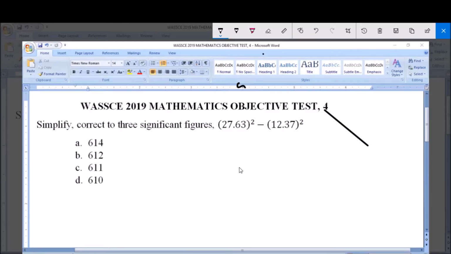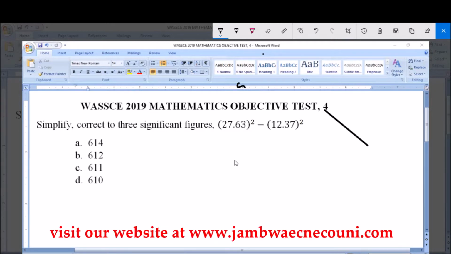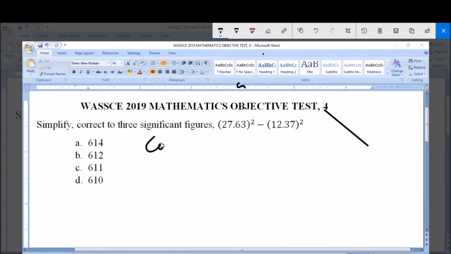Today we're dealing with WASSCE 2019 Mathematics Objective Test Question 4. Simplify correct to three significant figures. 27.63 squared minus 12.37 squared. Now the answer is here, we should simplify correct to three significant figures.